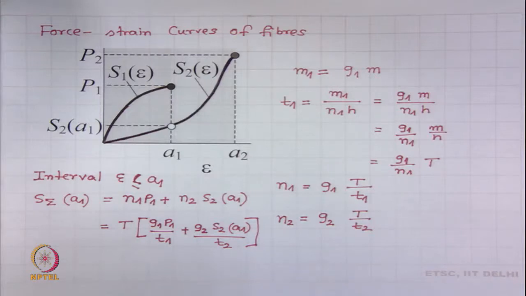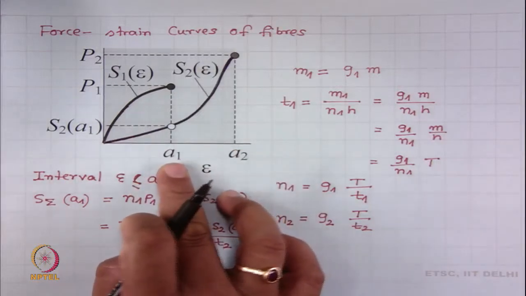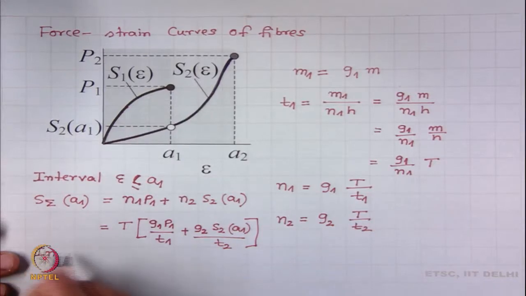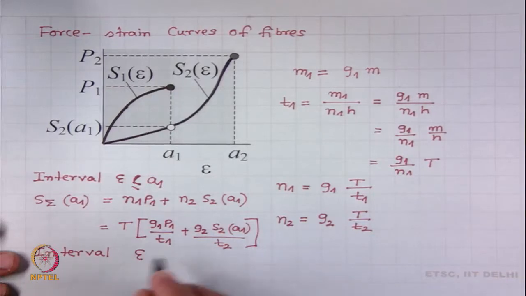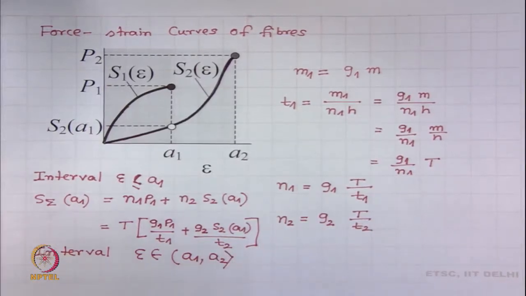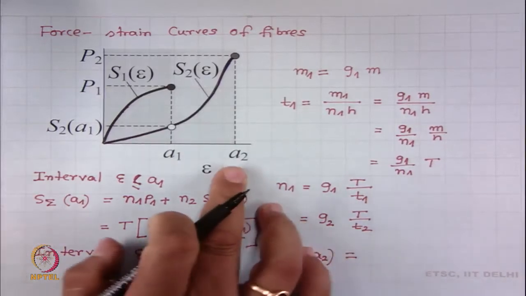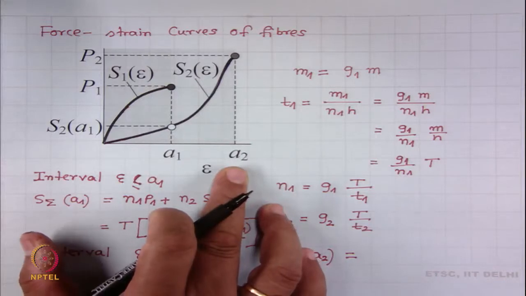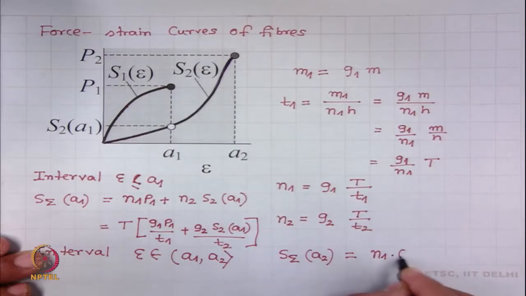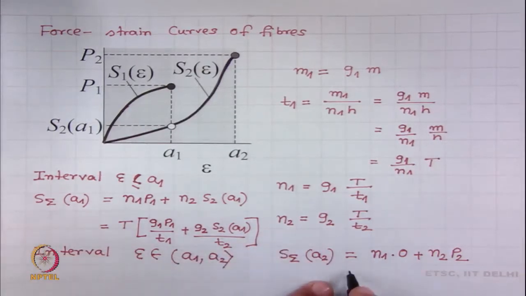Now, we consider the interval A1 to A2, excluding A1. So, now we consider the interval epsilon excluding A1 but including A2, open interval, closed interval. What will be the force at A2? At A2, there is no type 1 fiber. So, N1 into 0 plus N2 into P2. If we substitute N2 here, then it will be capital T, G2 P2 by t2.